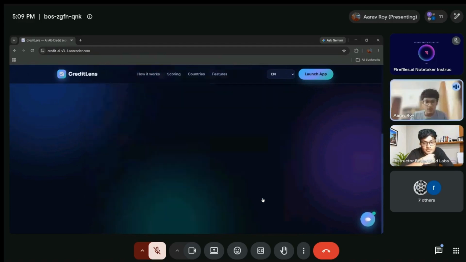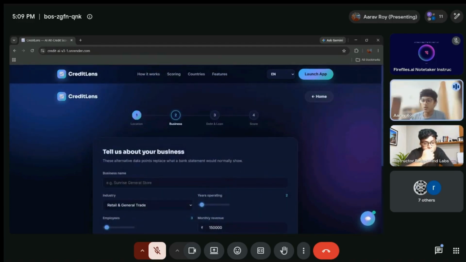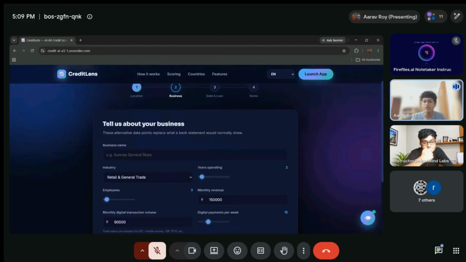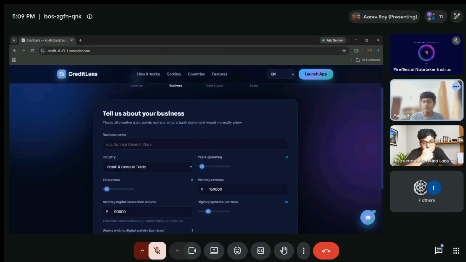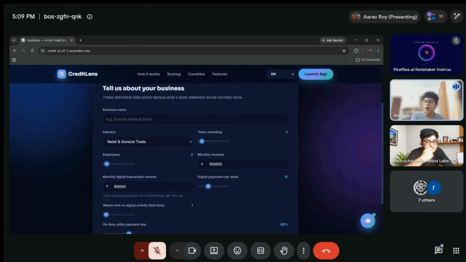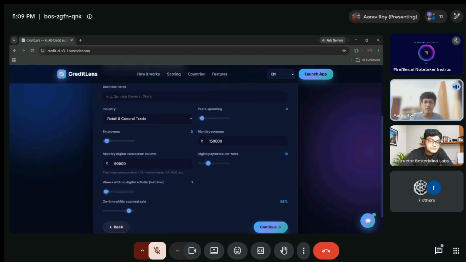Then let's continue. Next, the business owner enters their profile, which includes the industry, the number of years they're operating, their employee count, and then the monthly revenue. The key part for this is their alternative data, which is the monthly digital transaction volume, which is basically how many digital payments they're getting per week, and their on-time utility bill payment rate.